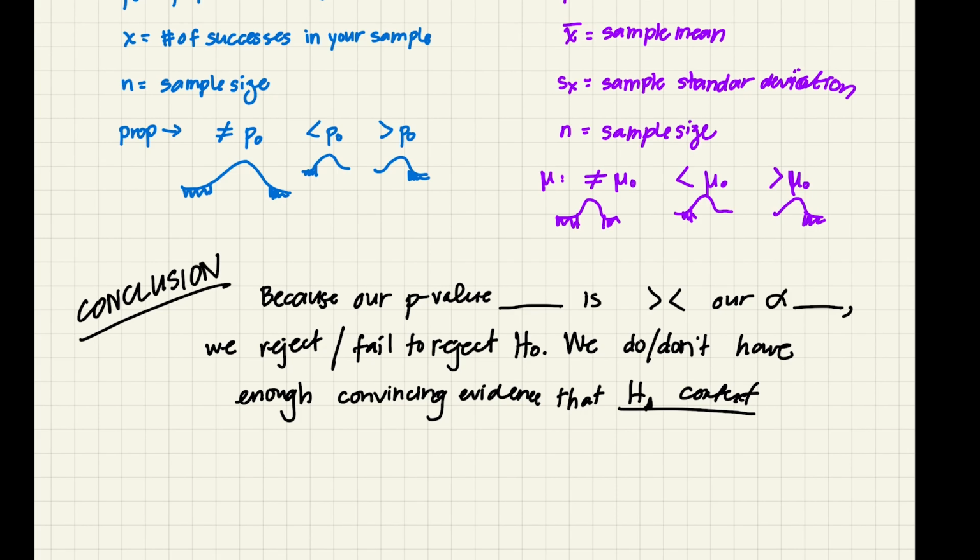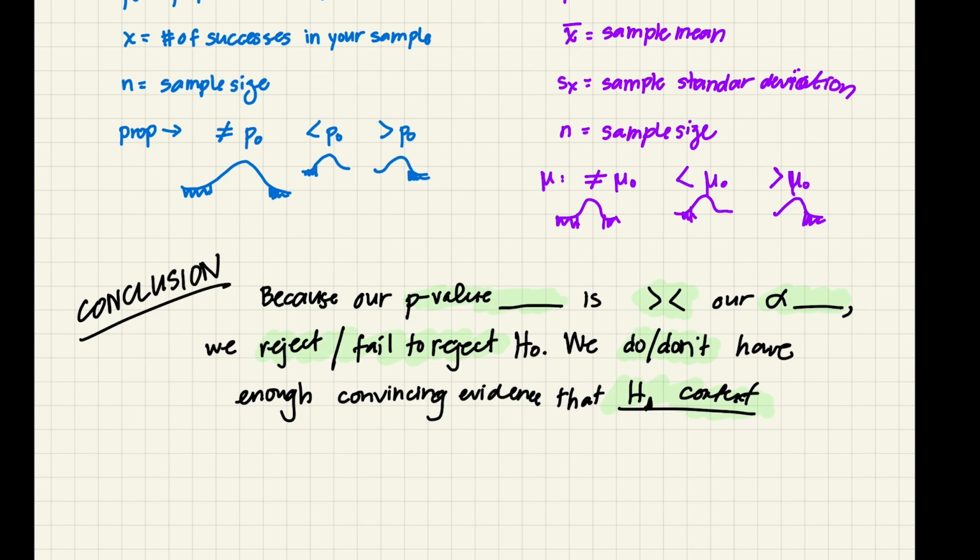Okay, and so again, just to recap what you're going to be filling out for your conclusion. So because our p-value, so you're going to need to make sure that you fill it in with your p-value information. P-value is greater than or less than, so pick one, greater than or less than our alpha level of, usually it's given to you. We reject or fail to reject our null hypothesis. So you're going to pick one, reject the null hypothesis, or fail to reject the null hypothesis. Okay, and we do or don't, again, pick one, we do or don't have enough convincing evidence that the alternative hypothesis, and then state what that would be.